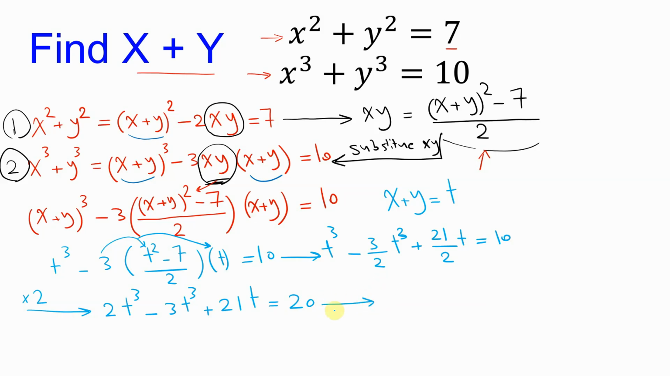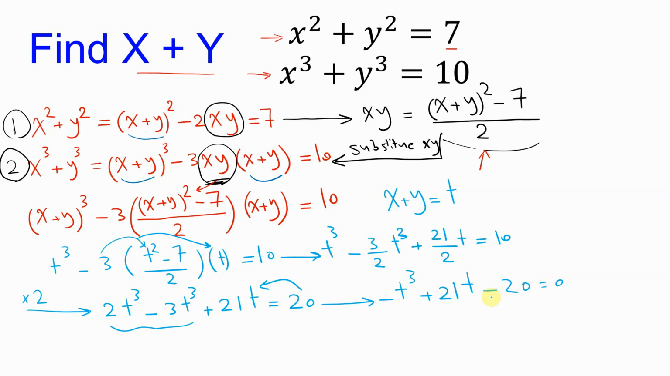Now I can reorganize it. 2t cubed minus 3t cubed, which is minus t cubed, plus 21t minus 20 equals 0. I just move 20 to the left hand side, which its sign is negative now.